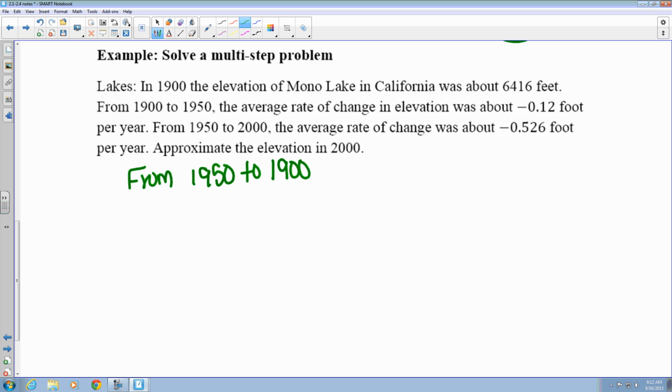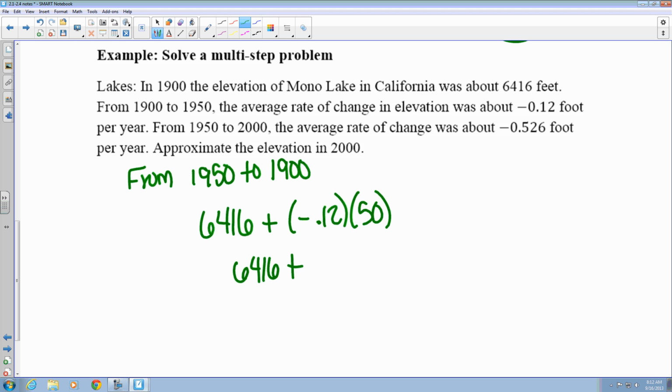Okay, so we have 6,416 feet, and we're changing at a rate of 12 hundredths, and there's 50 years that we're changing, so we can find out what our final answer is. Negative 12 hundredths times 50 is negative 6, and 6,416 plus negative 6 is 6,410 feet.